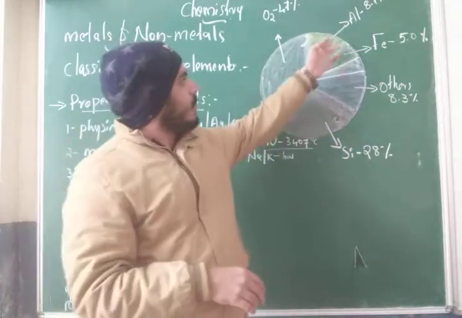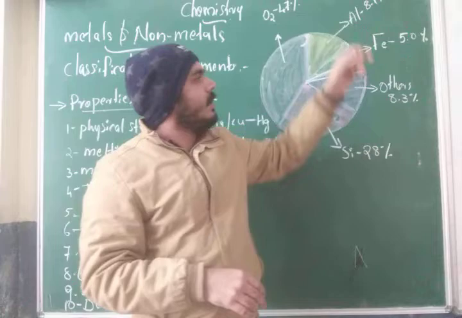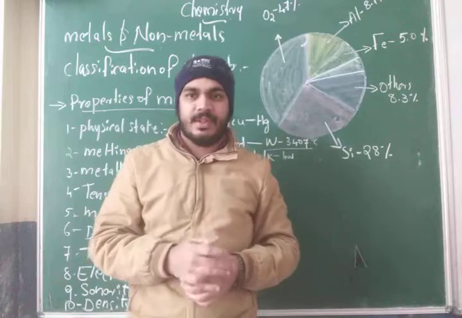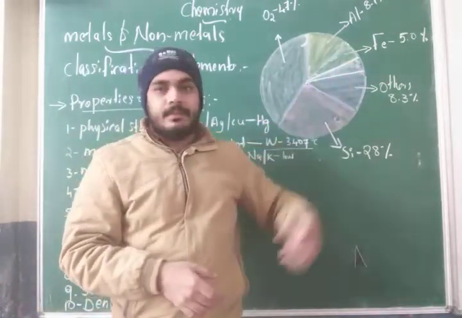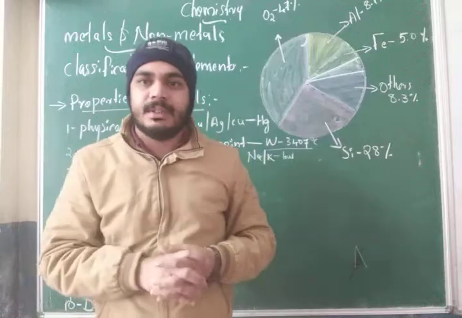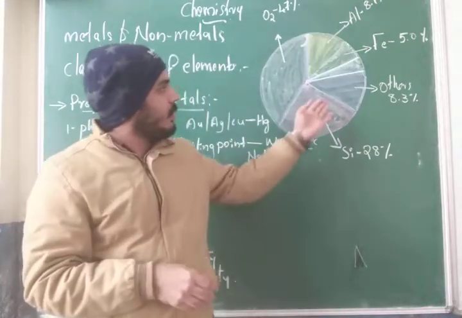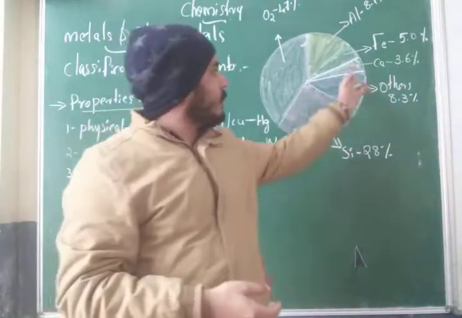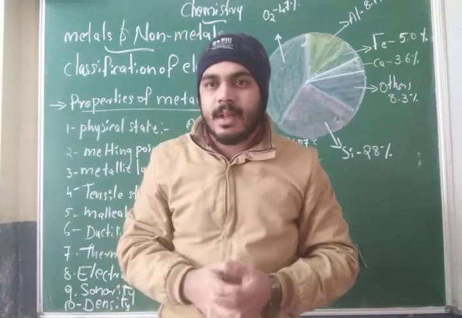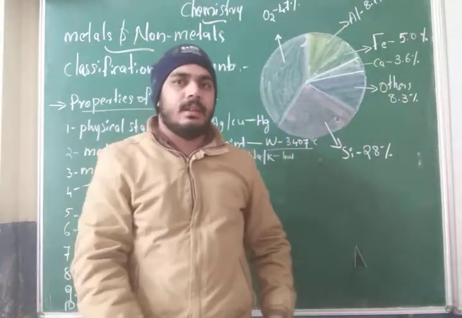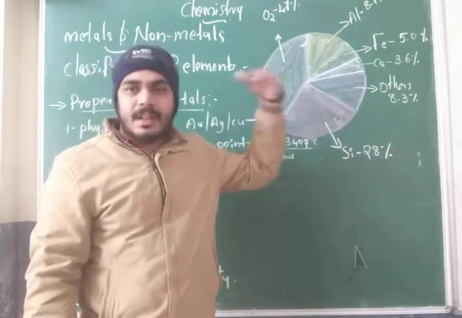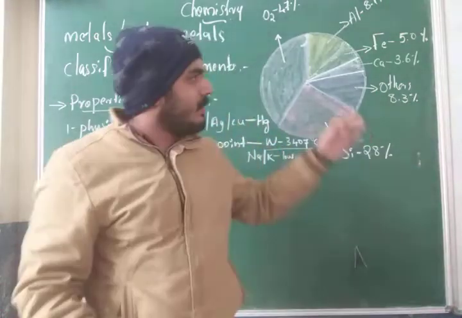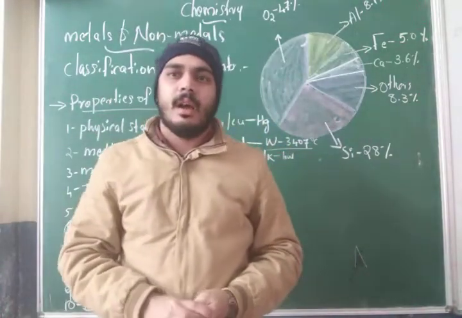And the next one, aluminium. There is 8.1 percent aluminium present in the earth crust. And the next one, iron. Iron is only 5 percent of the earth crust. And the other one, calcium. There is 3.6 percent calcium present in the earth crust. And some other elements total 8.3 percent. These are the relative percentages of elements in the earth crust.